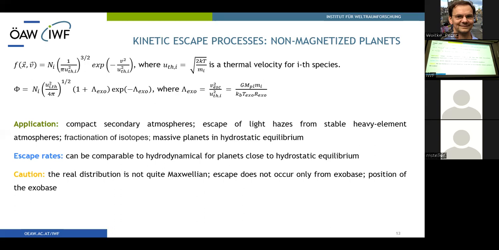Next, the escape in reality does not occur for such atmospheres only from the exobase. It is some region nearby. And finally, the most tricky one, the position of the exobase has to be known. And for exoplanets, for planets outside of our solar system, this is not necessarily the case. And for planets with hydrogen-dominated atmospheres, the position of the exobase can move quite far from the planet itself.